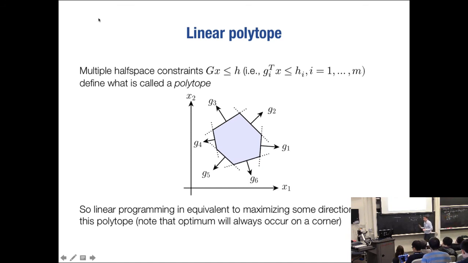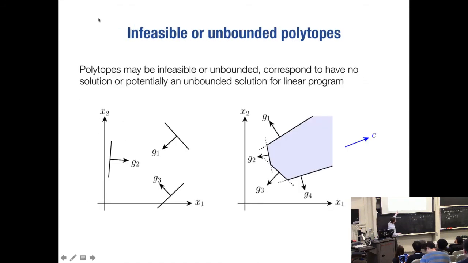But you can of course have cases where these things are infeasible. So maybe you have 3 planes like this, and in each case the half space is this side and this side and this side, and there's no point that lies in the direction where the arrows are pointing of all those half planes, right? That's an empty set. So if you try to solve that linear program, that would be an infeasible problem.